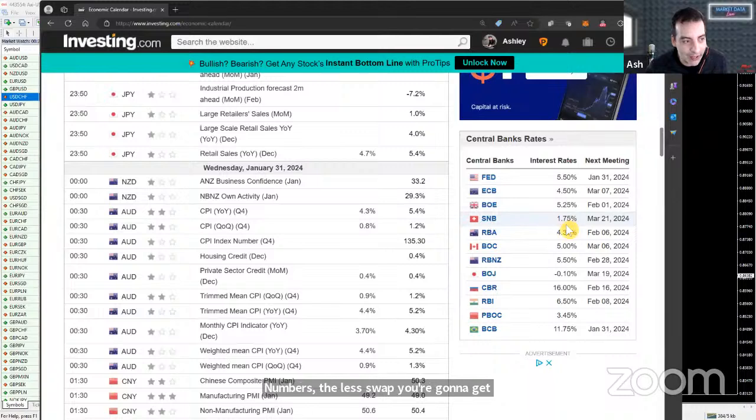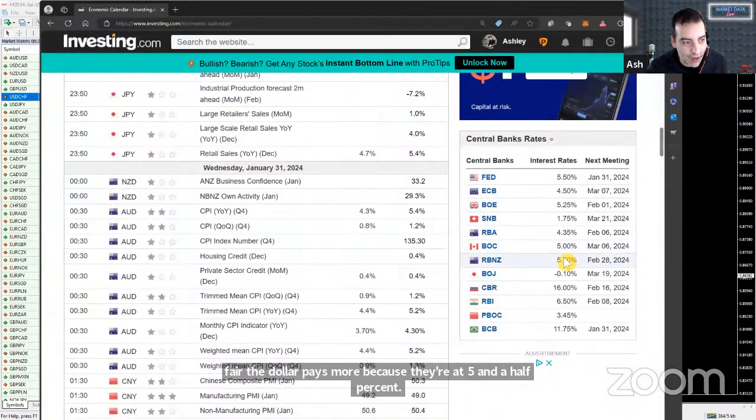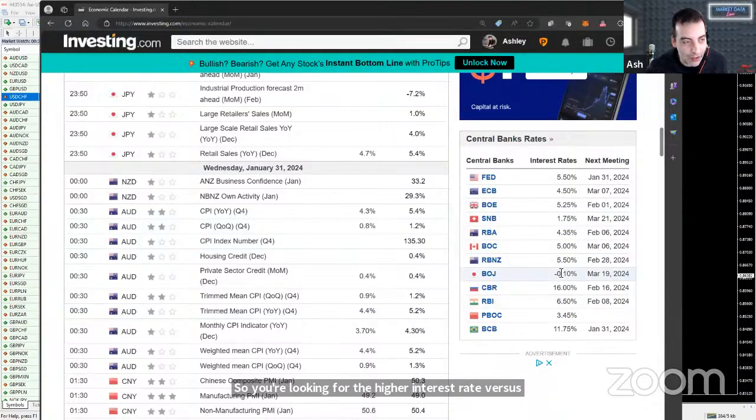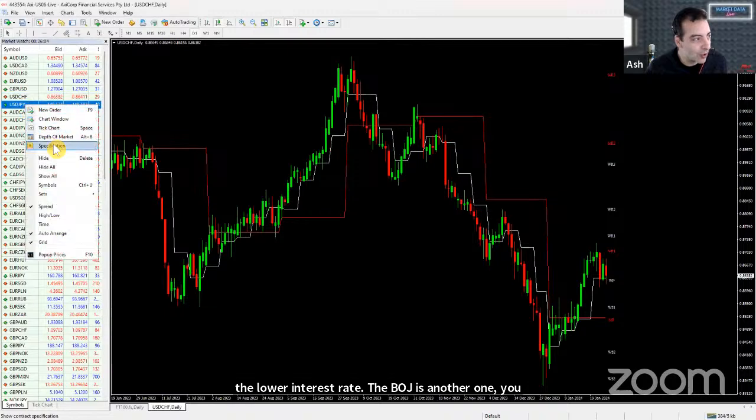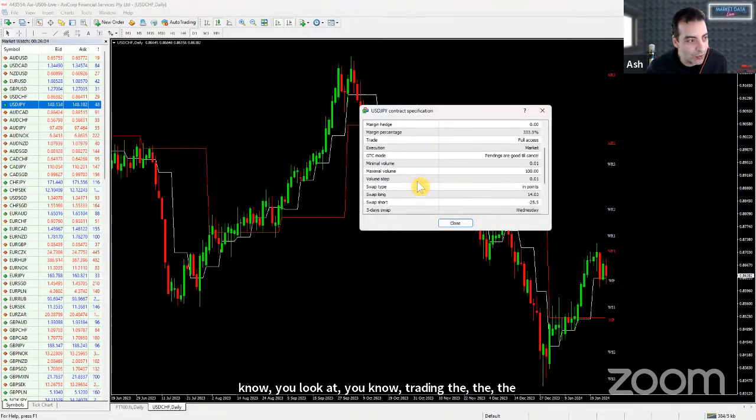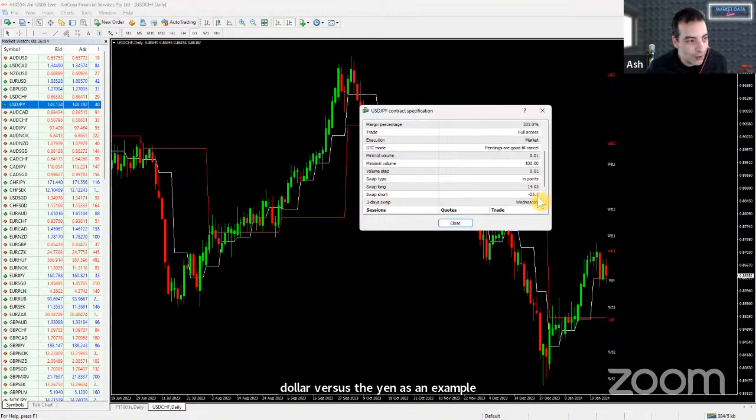But look at the SNB, 1.75%, versus the Bank of Canada 5%. This is why the dollar pays more, because they're at 5.5%. So you're looking for the higher interest rate versus the lower interest rate. The BOJ is another one. You look at trading the dollar versus the yen as an example. The swaps on this one, on the long 14, on the short they're paying negative 25. So the spread's in their favor.